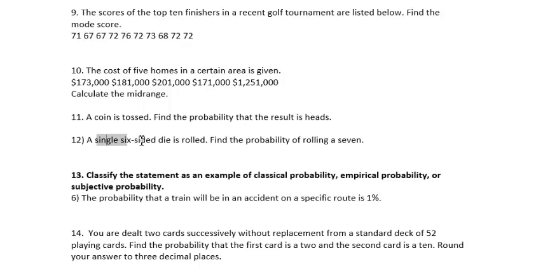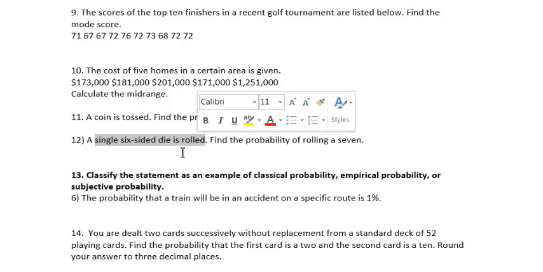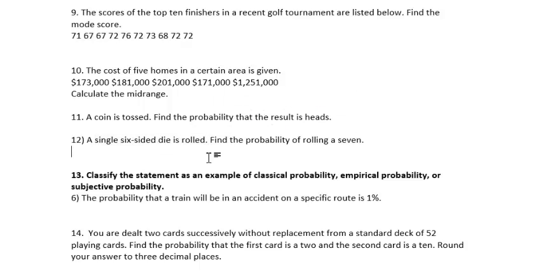Okay, a six-sided die is rolled. Find the probability of rolling a 7. Well, a 6-sided die only has 6 sides. So the probability of rolling a 7, there are 6 possible chances, but none of them are a 7. So the answer is 0 out of 6.